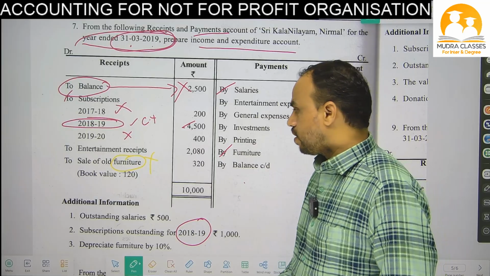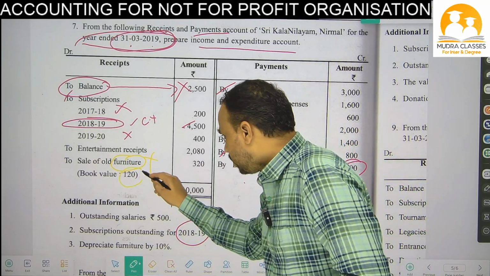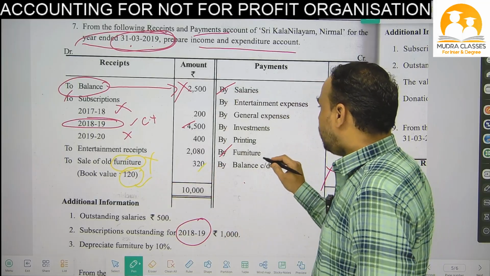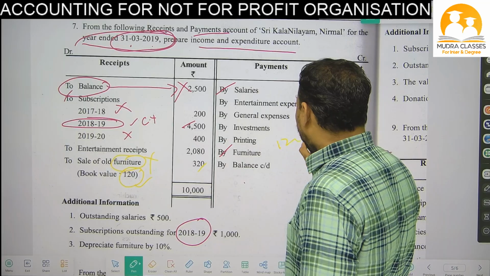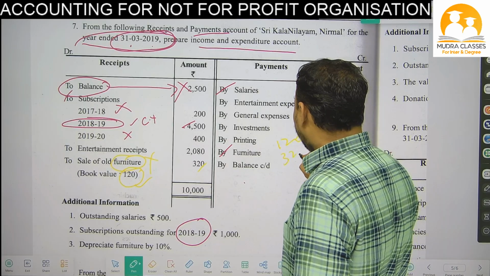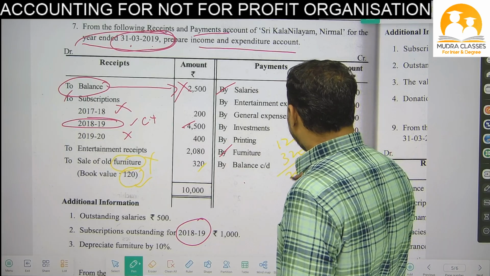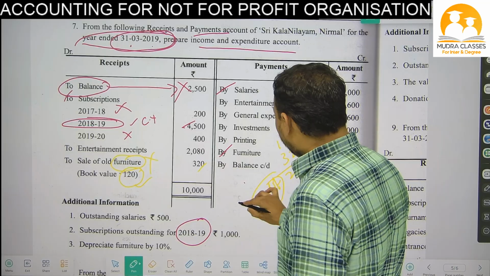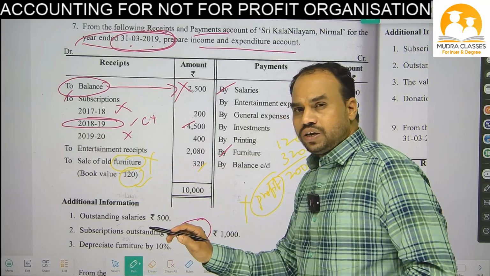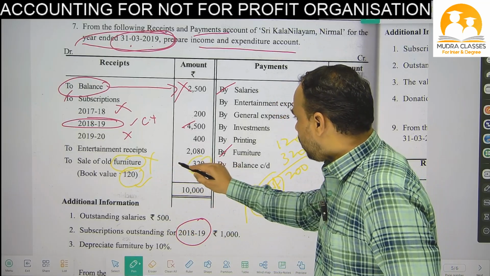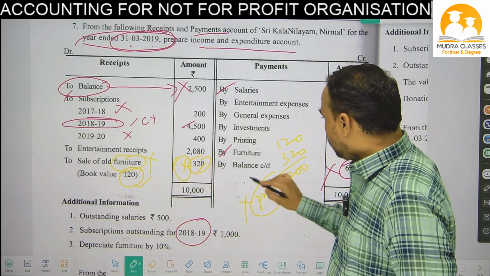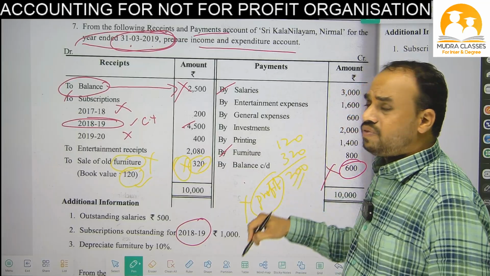But what is the book value of furniture, beta? 120. For how much did we sell? 320. See, cost of the furniture is 120 and we sold for 320. That means we got 200 rupees profit. See what I told you, assets sold, these 320 we will not write in the answer, but because of selling this furniture we got 200 rupees profit. This one we will write.